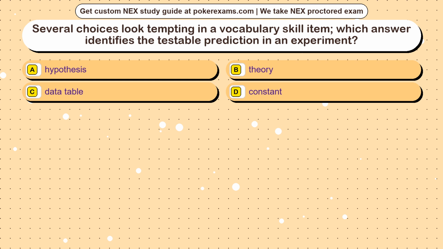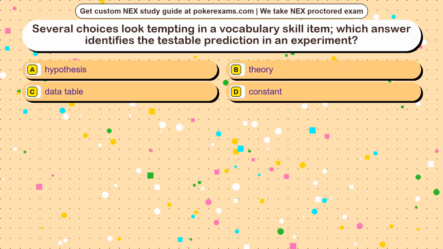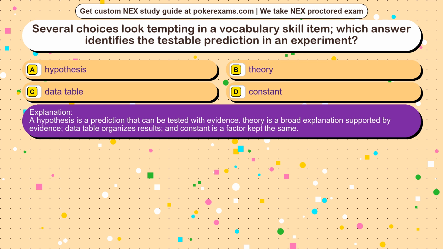Question 12. Several choices look tempting in a vocabulary skill item. Which answer identifies the testable prediction in an experiment? Option A, hypothesis. Option B, theory. Option C, data table. Option D, constant. The correct answer is option A. A hypothesis is a prediction that can be tested with evidence. Theory is a broad explanation supported by evidence, data table organizes results, and constant is a factor kept the same.